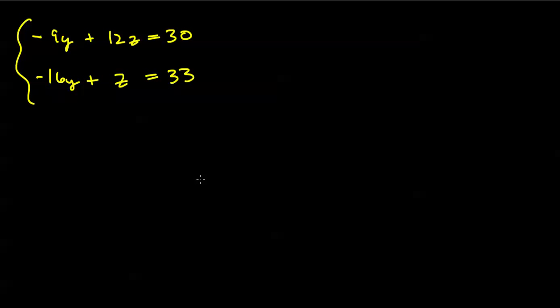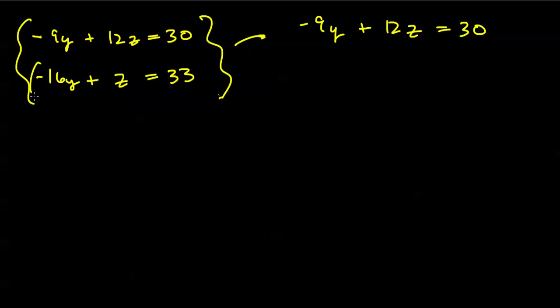Well, let's see, 9 and 16, I'm not going to deal with the y's here. I think I'm going to multiply the bottom equation through by negative 12, because I'll get a negative 12z in the z slot, and I can add that to the upper equation, which has a positive 12z in the z slot. Thus I will eliminate the z variables. I'm going to leave the first equation alone: minus 9y plus 12z equals 30. I'm going to multiply the bottom equation through by negative 12. You're going to have to use a calculator here, I think.